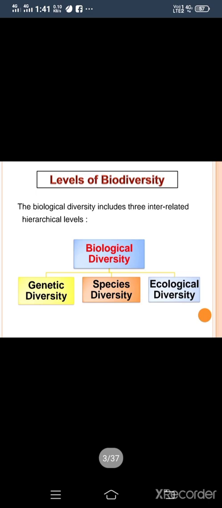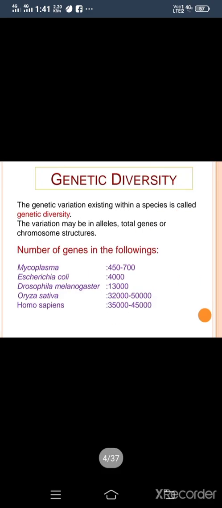Coming to the levels of biodiversity, the biological diversity includes three interrelated hierarchical levels. They are genetic diversity, species diversity and ecological diversity. Let us know about these different types one by one. Coming to the first one, genetic diversity.